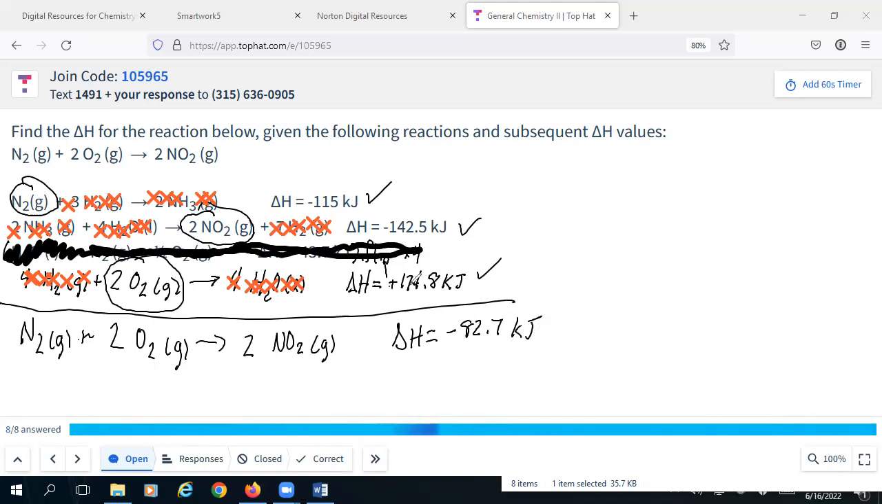If we're being super strict about significant figures, we will need to round that to -83, since our first value doesn't have a decimal place. All right, any questions about this example?